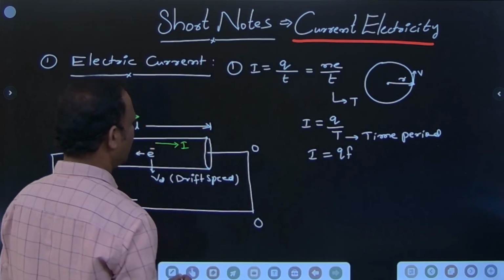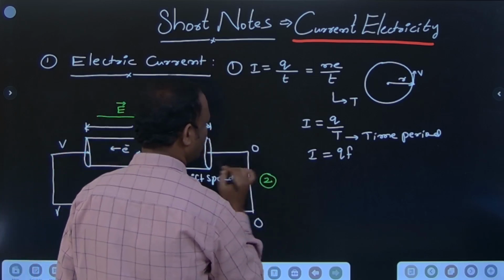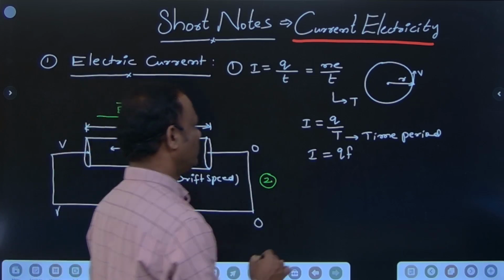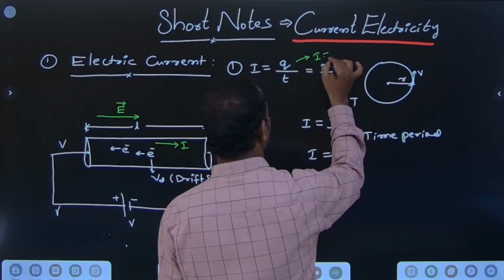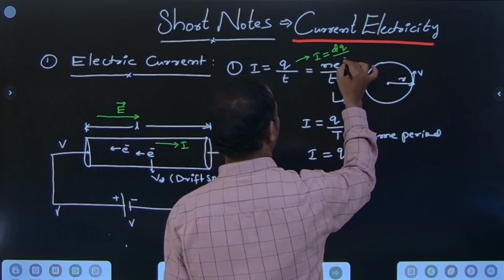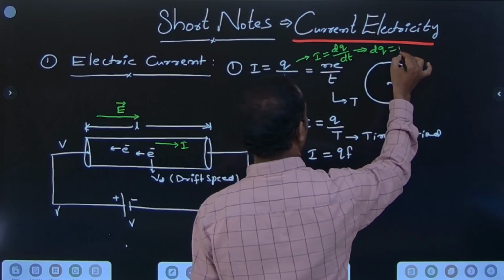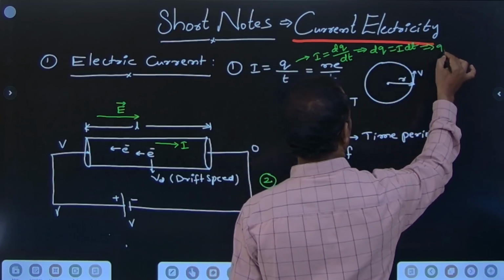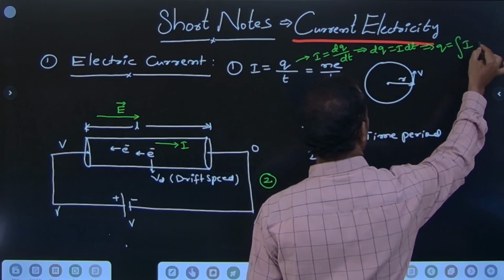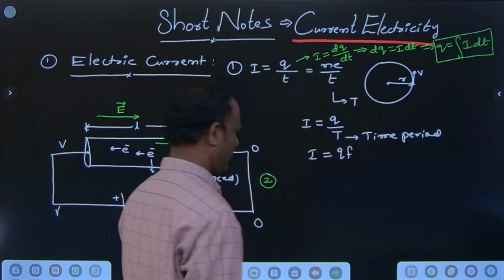Next, the second topic is drift speed. Here one more thing we can write: I is equal to dq by dt. So dq is equal to I dt, and then q is equal to the integration of I dt within the limits.